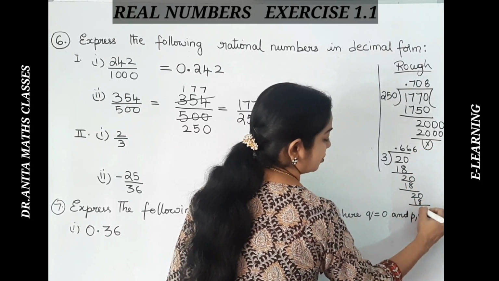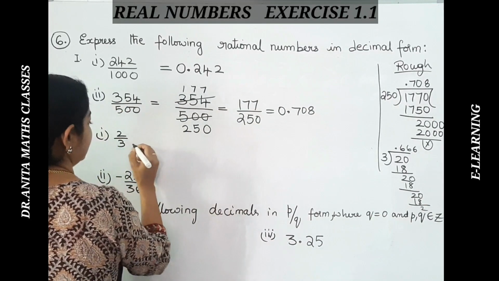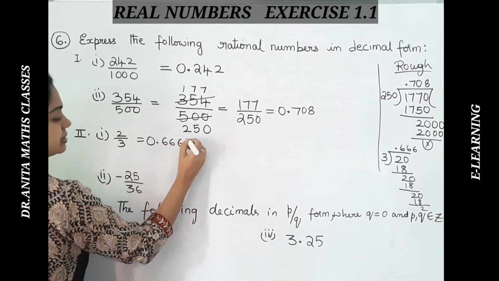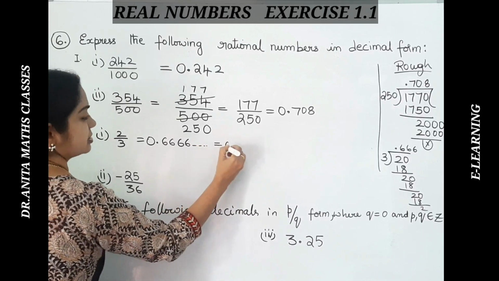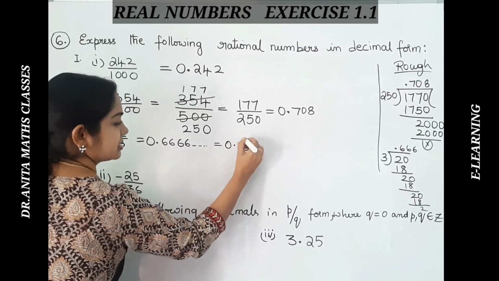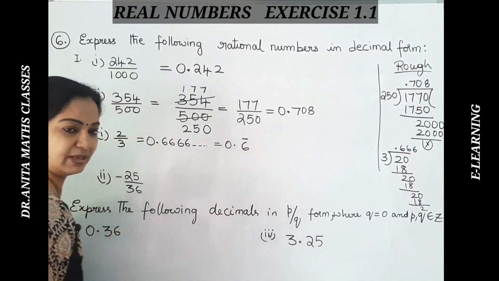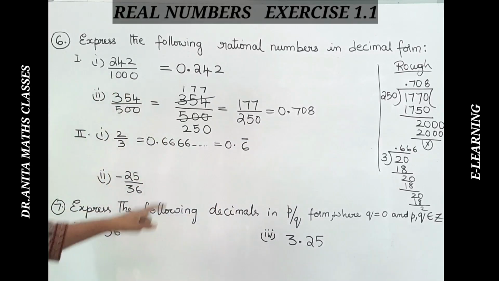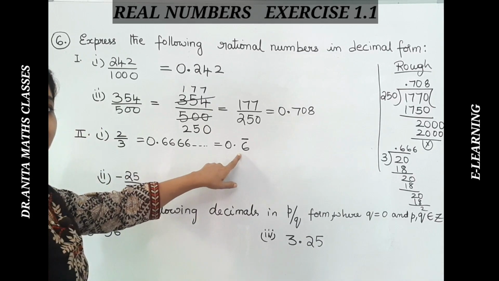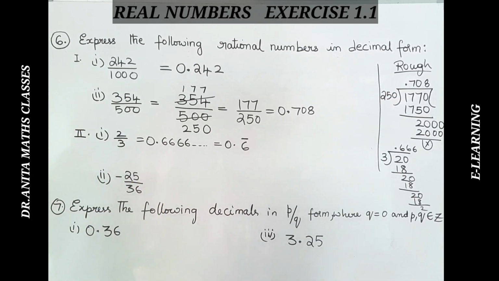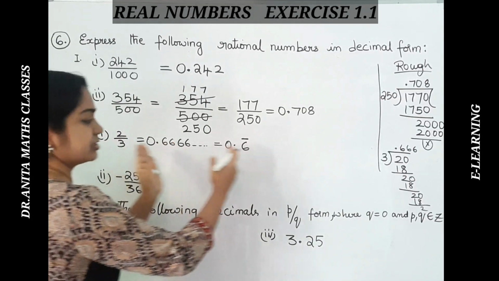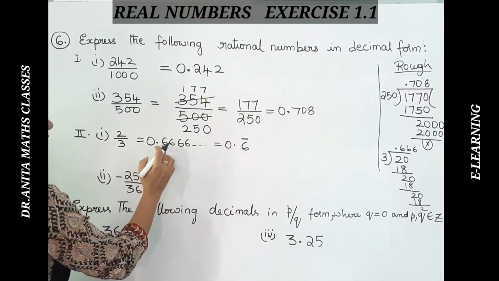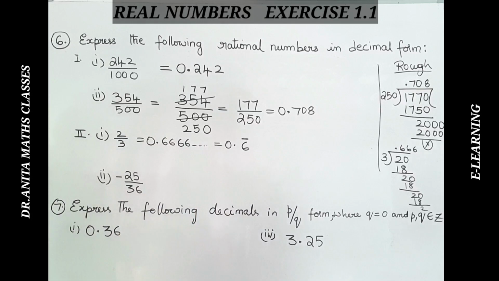So this goes on, right? That means we got 0.6666 like this. So that is 0.6 repeating, which is a recurring decimal. On that you can place a bar. That is a non-terminating recurring decimal, okay? It is not terminating, it is going on, but it is recurring. Which part of the decimal is recurring? 6 is repeating, recurring, okay?